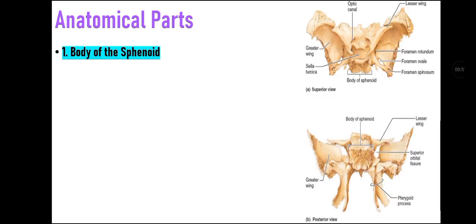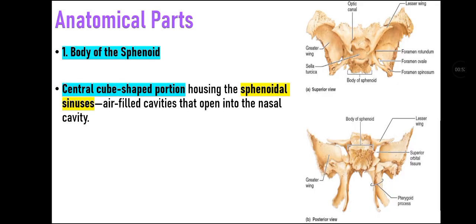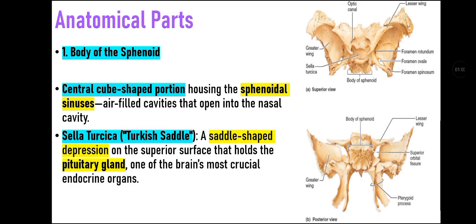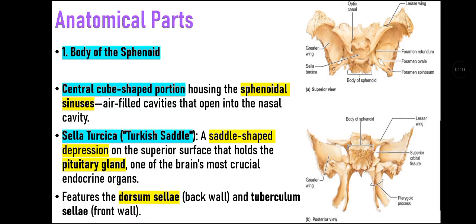First, we will talk about body of sphenoid bone. It is central cube-shaped portion housing the sphenoidal air sinuses. As you can see here in the diagram, these are the air-filled cavities that open into the nasal cavity. It has sella turcica, which also means Turkish saddle, that is a saddle-shaped depression on the superior surface that holds the pituitary gland, one of the brain's most crucial endocrine organs. It features the dorsum sellae, that is the back wall of sella turcica, and tuberculum sellae, that is the front wall of sella turcica.